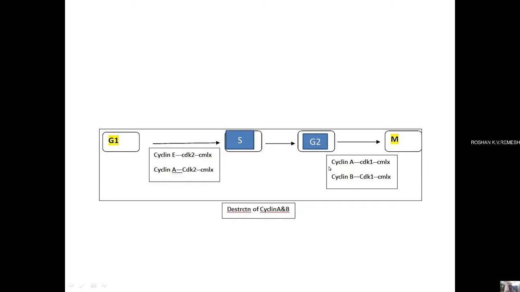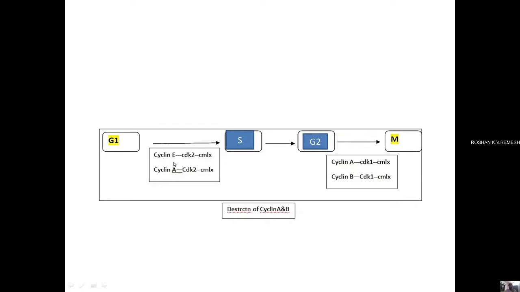But this cannot be possible when the levels of cyclin A and B are high in the cell. So by that time, these cyclins get selectively destroyed by different mechanisms in the cell. The same situation can be seen over here also. That means once the G1 phase is over, after S phase, the cyclin E, cyclin A and CDK2 complexes get destroyed by different mechanisms. Generally, the cell can then progress from S to G2 phase.